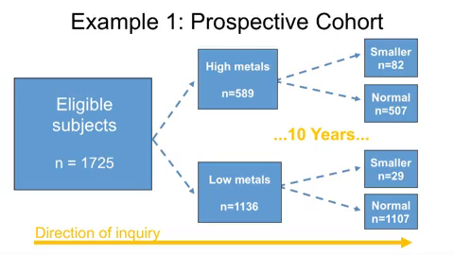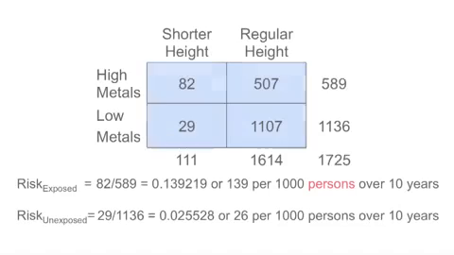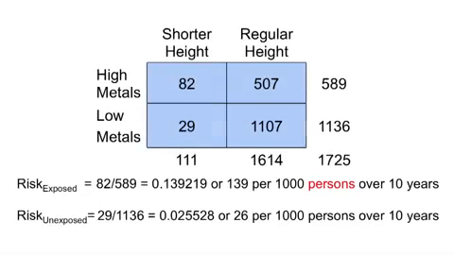Based on their blood concentrations of metals, we then classify them into children with high metal concentrations in their blood, where their N equals 589, and low metal concentrations, where the number is 1,136. We then follow both groups of children over 10 years and measure their physical growth, measured by shorter height, at age 15. This is how you would then set up a 2x2 table to calculate the risk of decreased growth or shorter height in children with high levels of metal concentrations in their blood compared to children with low-level concentrations of metals in their blood at baseline.